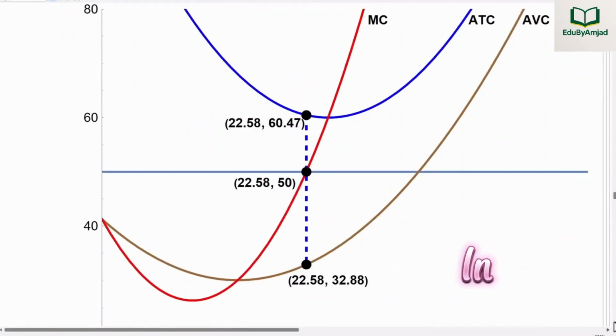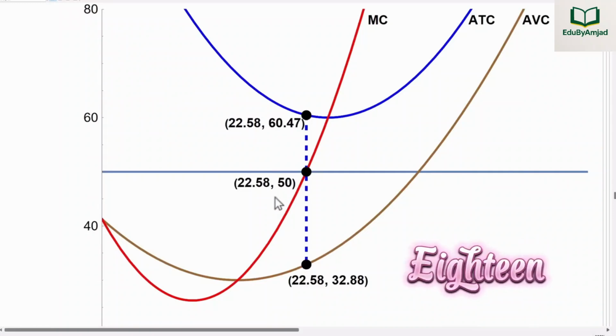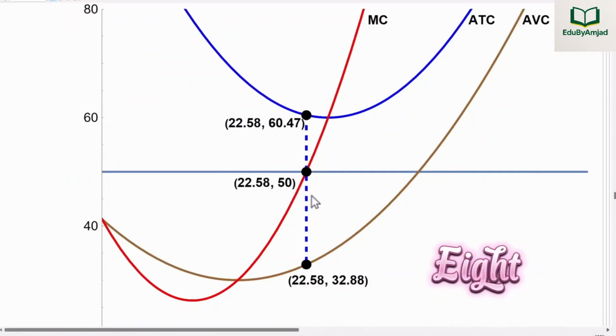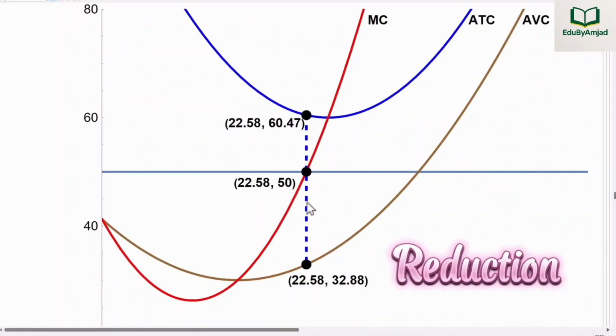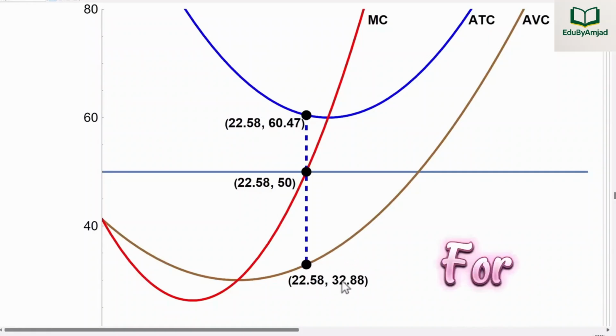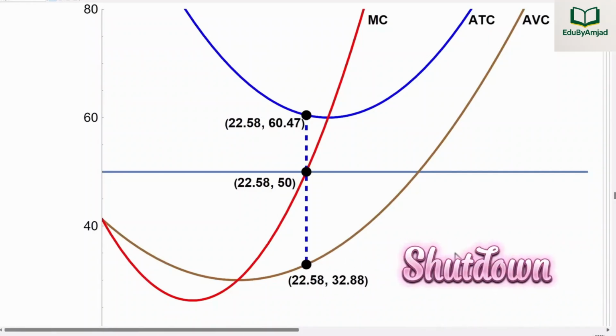As an example, in this diagram, with a given price of 50, per unit analysis shows that even though 60.47 minus 50, equal to 10.47, is loss, 50 minus 32.88, equal to 17.12, is the contribution towards reduction of the fixed cost. For a price below the minimum of average variable cost, shutdown is usually temporary in the short run.